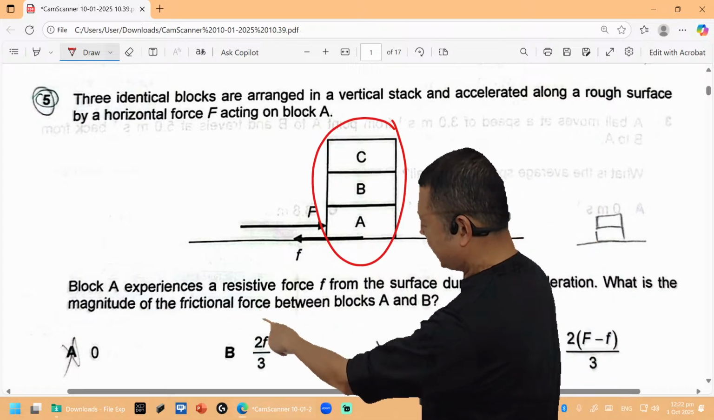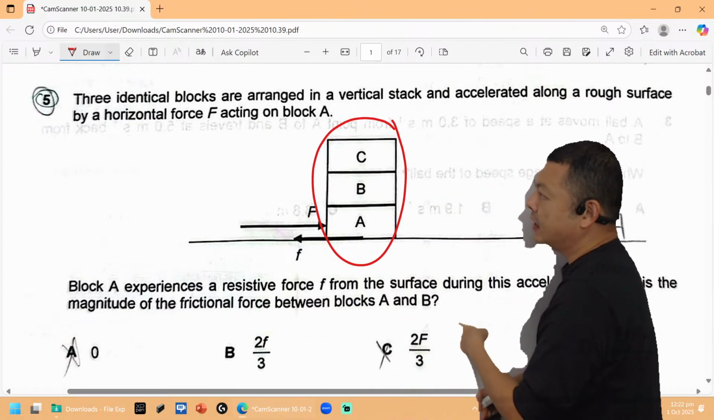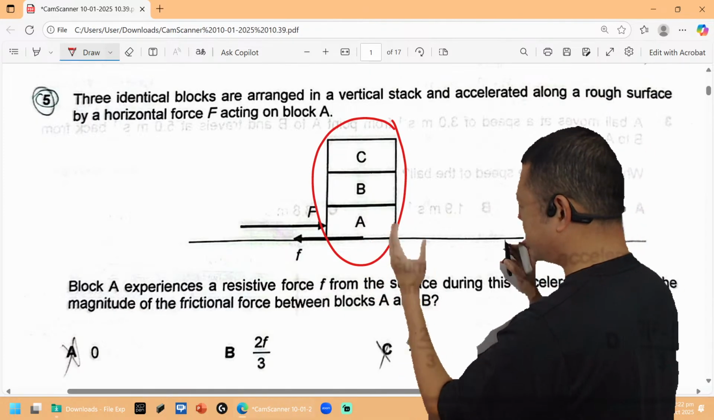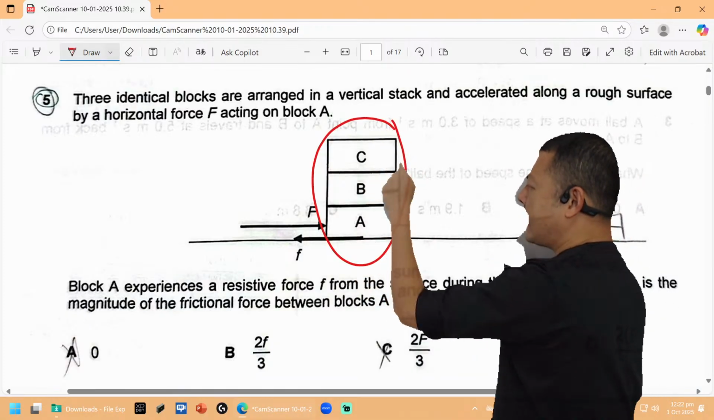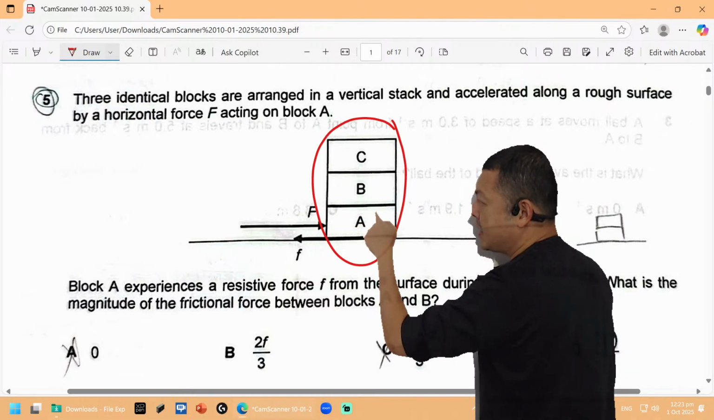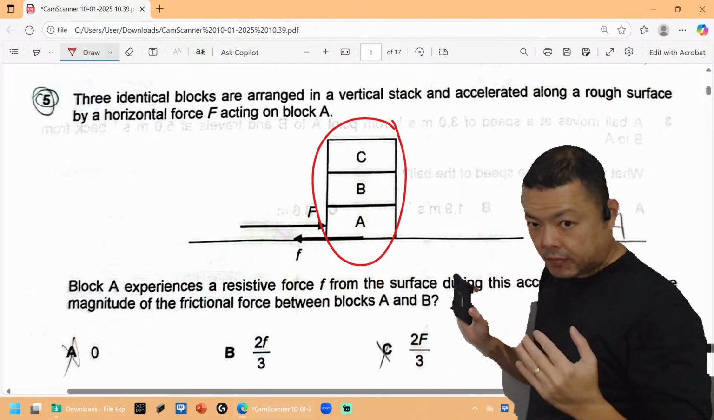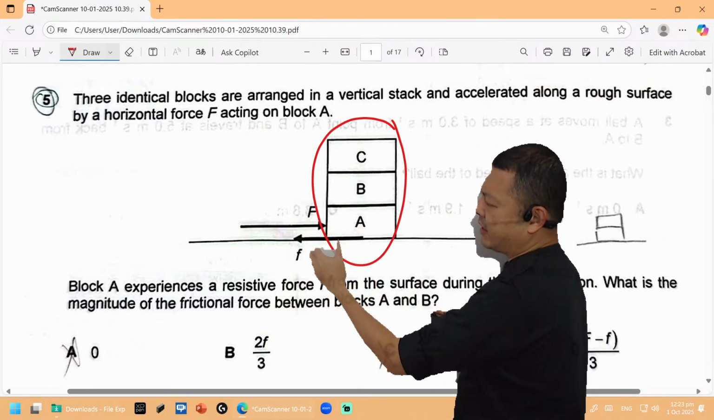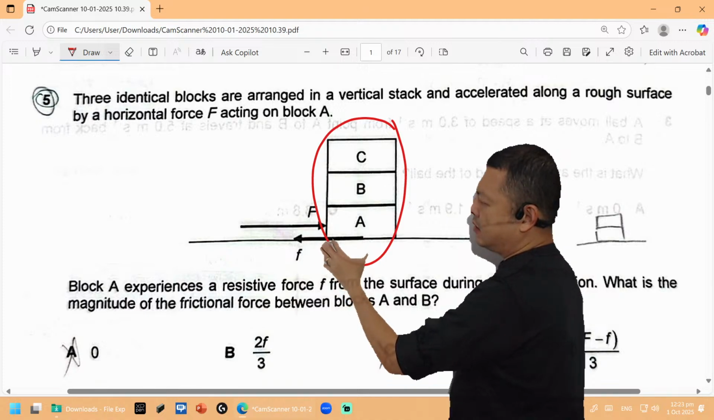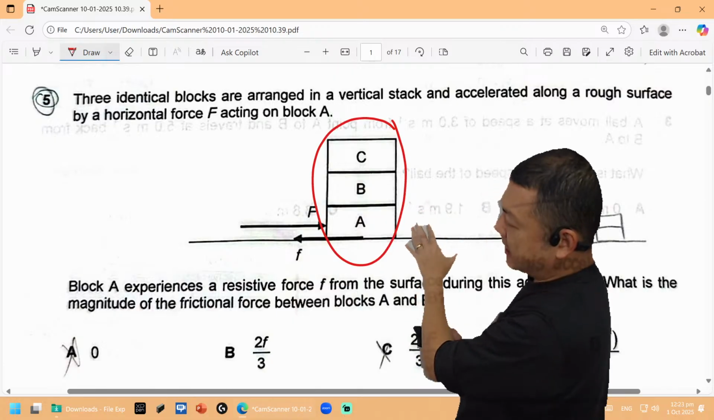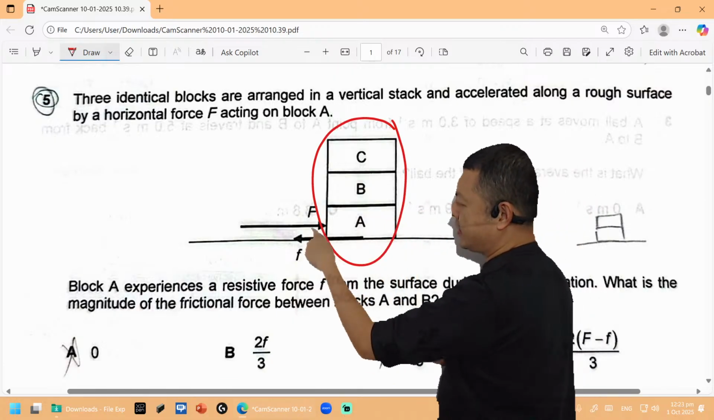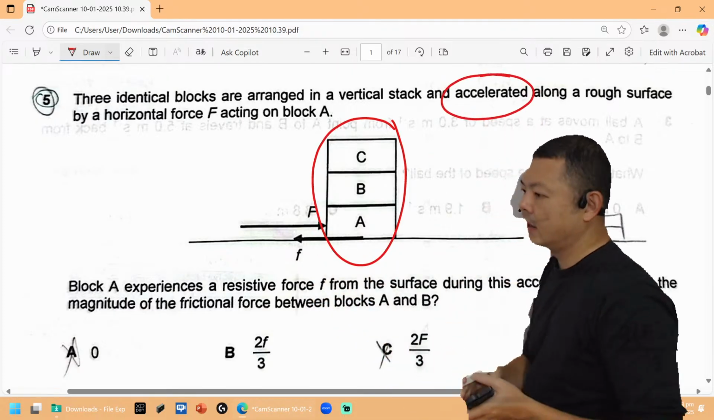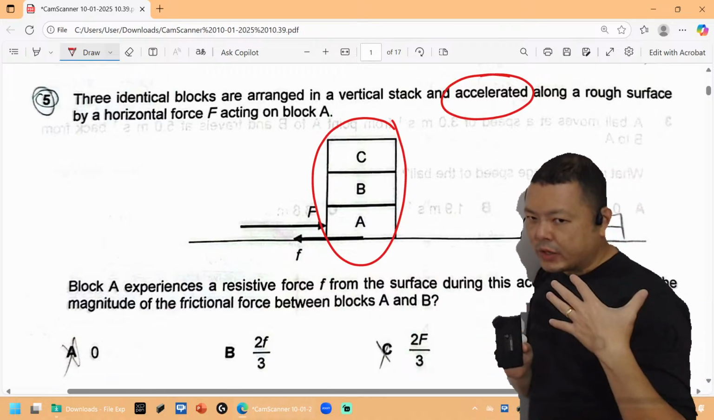What is the magnitude of the frictional force between blocks A and B? One thing to understand is that there is friction between surfaces A and B, and there's friction between surfaces B and C. There is friction, but there's not enough information at this point in time. So we need to figure this out. You've got the force here, you've got friction here. I think the key word is this word here: accelerated. What do you understand about that?